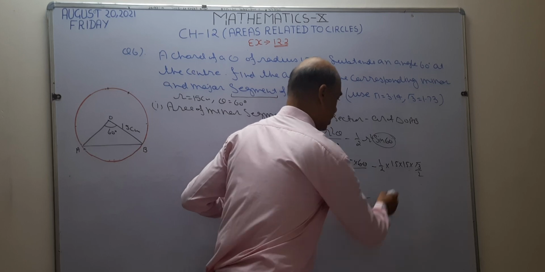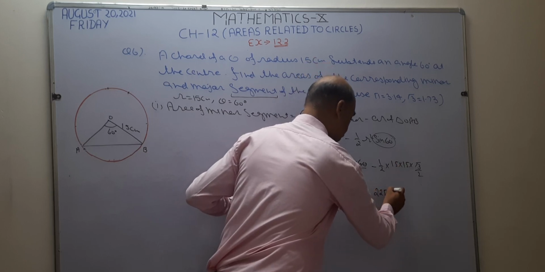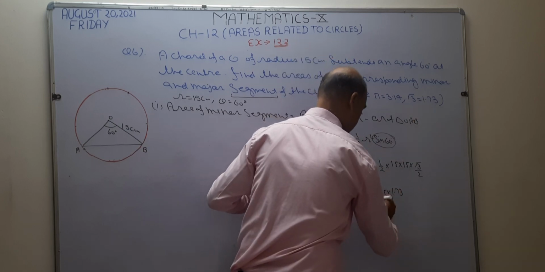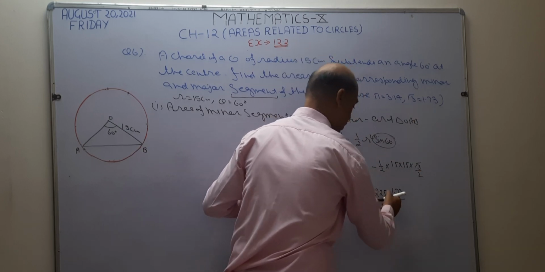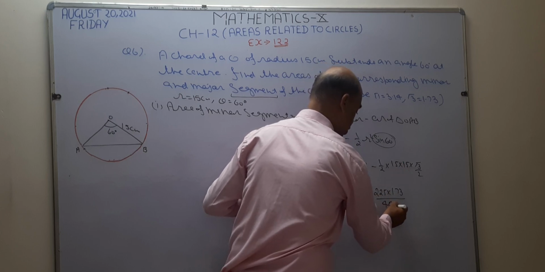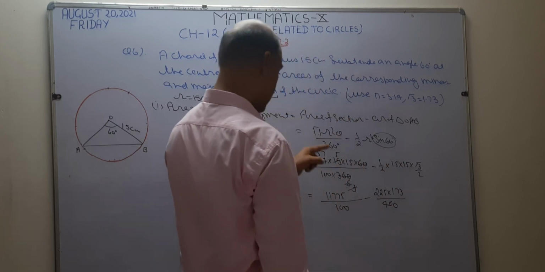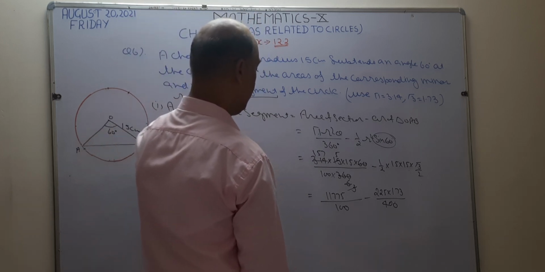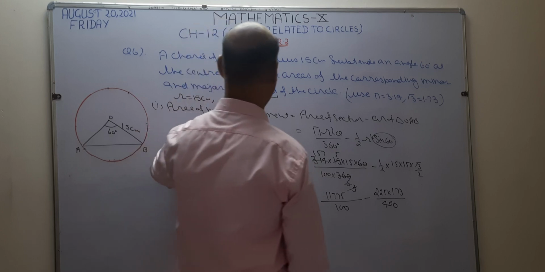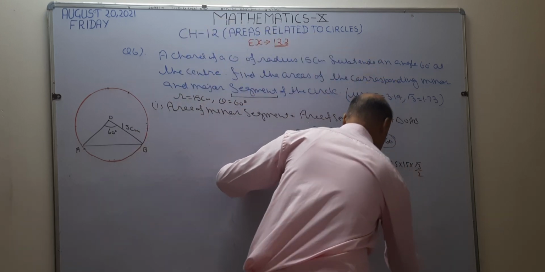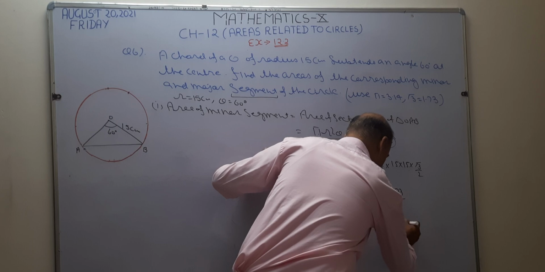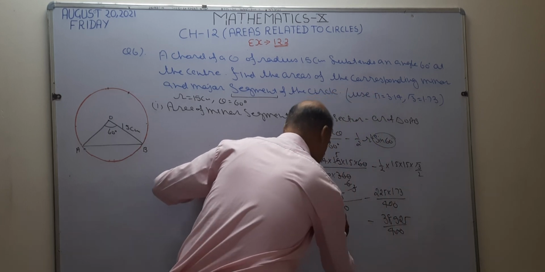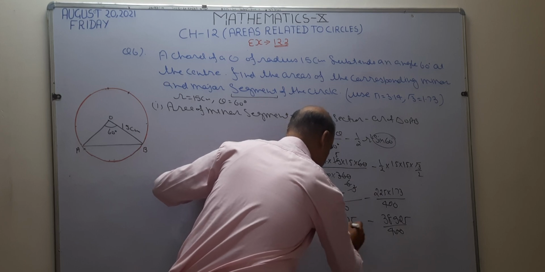Now minus sign is there. 15 into 15, 225. Value of root 3 is given, which is 1.73, upon 2 2s are 4. When I want to remove this point, 100 comes, so this becomes 400. Now multiply 225 into 173. When you multiply 225 and 173, this becomes 38,925 upon 400. And this is going to remain the same, 11775 upon 100.